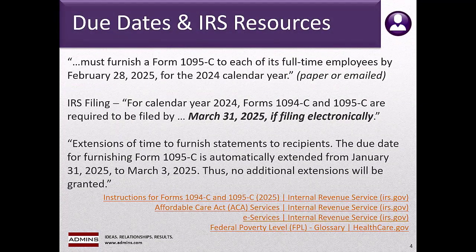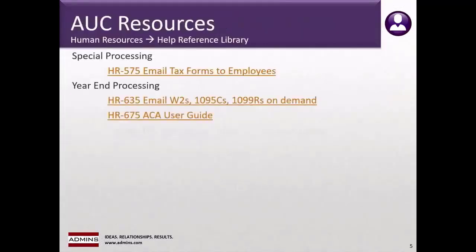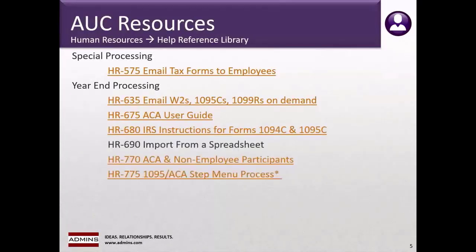These are the due dates and some links to the instructions for filing, as well as e-services and secure access. We also have a lot of information available for you in the Help Reference Library for ACA processing. The ones in orange, again, are available as hyperlinks. They're on our admins.com website. I would encourage you to print out the HR 775 document, which is the step menu process, and use it as a guide as it describes all the steps that are used during your 1095-C processing.